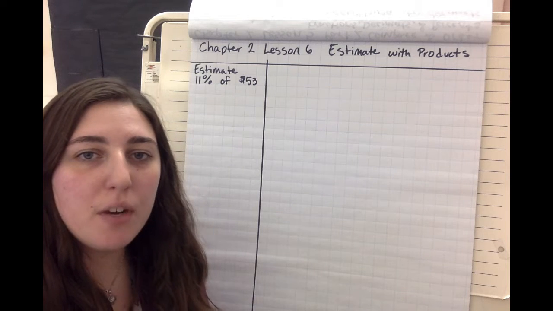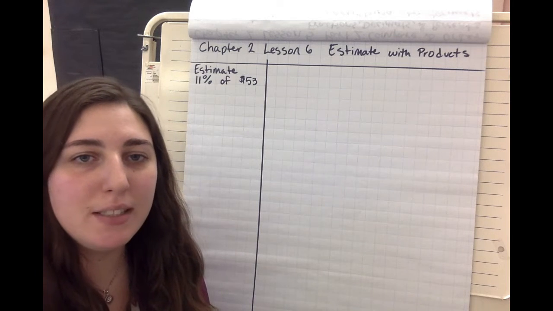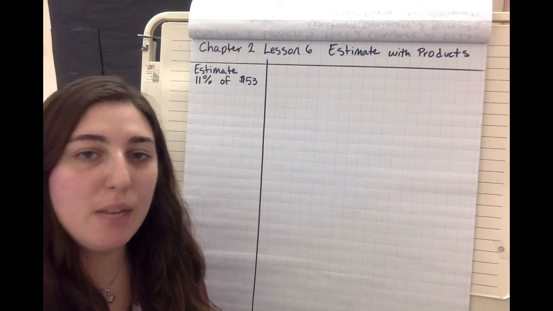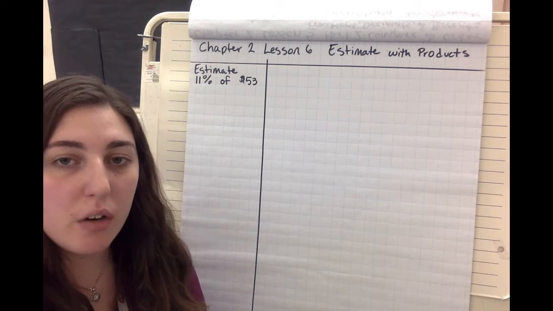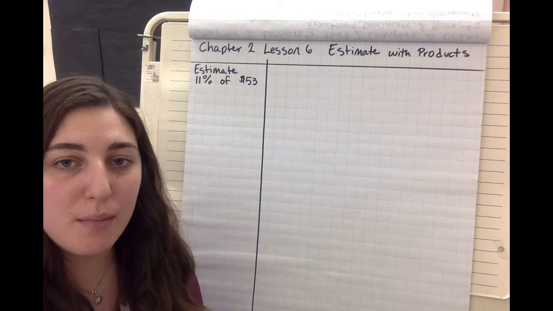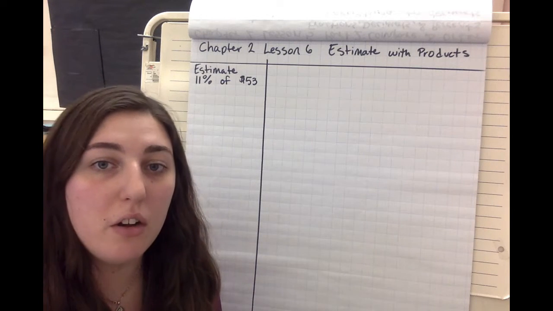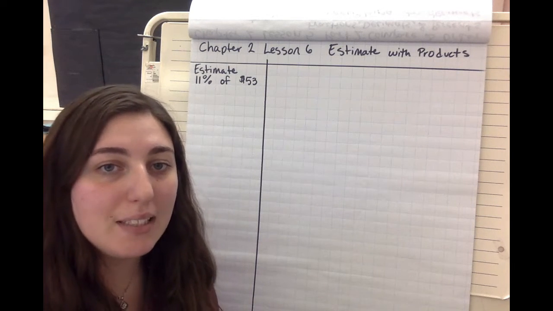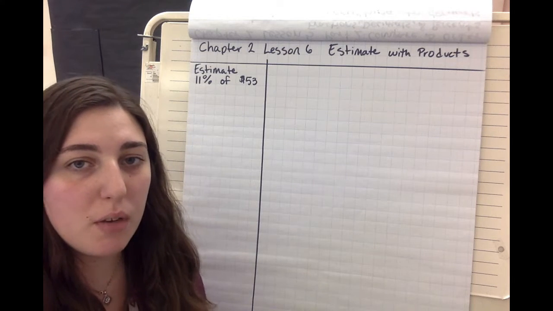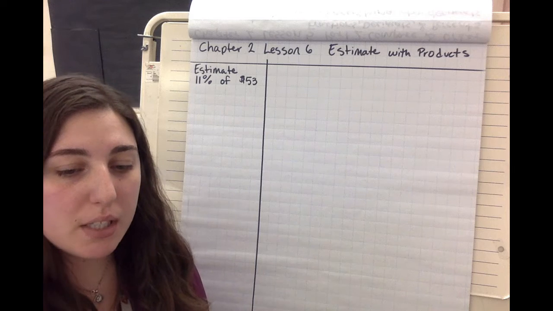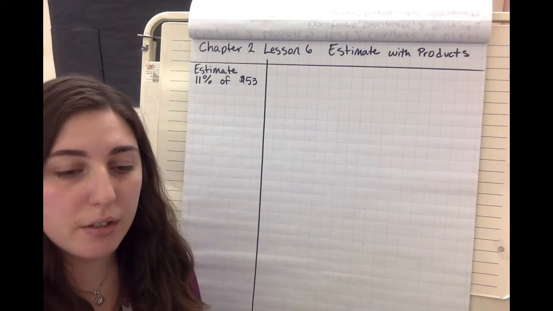Hey everybody, so today we're going to be learning from Chapter 2, Lesson 6, where we're going to be estimating with products. In earlier chapters we have estimated before, so hopefully this is not a new word for you. Estimate means that we're not going to be solving exactly. There's something that we're going to be rounding. It's not going to be the exact answer.